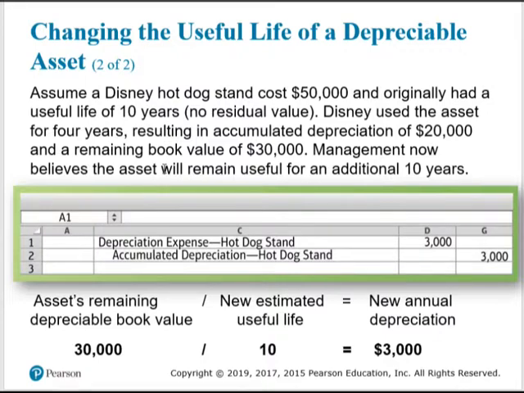The asset had a book value of $30,000, I believe here. Company expects it to last another 10 years. So $30,000 divided by 10 gives you new annual depreciation of $3,000. This is your journal entry. We don't go backwards. We continue on from this point.